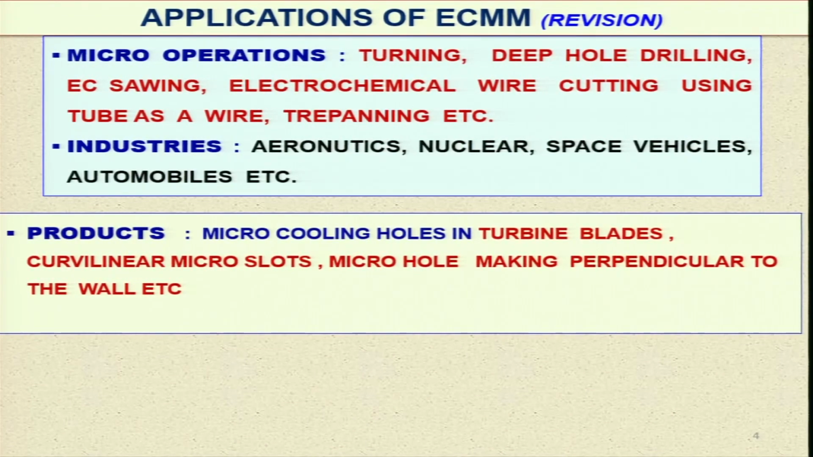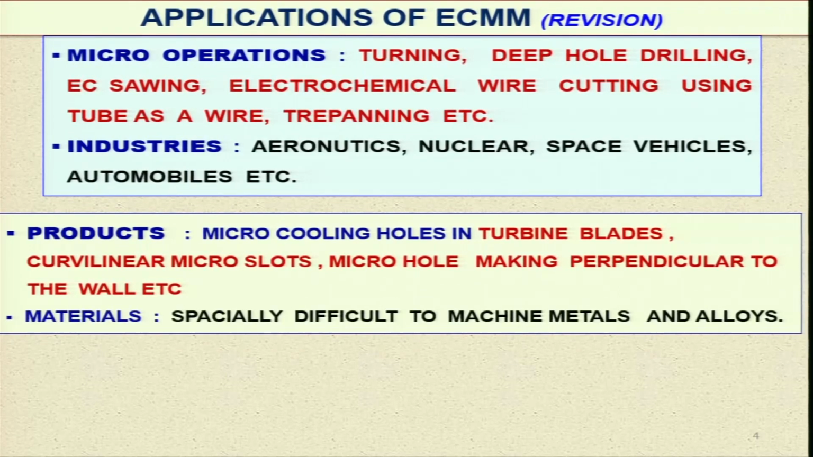Products that are made using this particular process include micro holes or micro cooling holes in turbine blades, curvilinear micro slots, micro hole making perpendicular to the wall, etc. I will show the figure and you will appreciate its importance. Materials that can be machined are especially difficult-to-machine metals and alloys, because the basic condition is that the workpiece material should be electrically conductive.